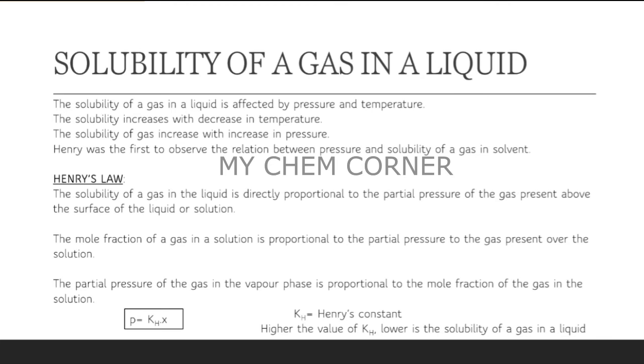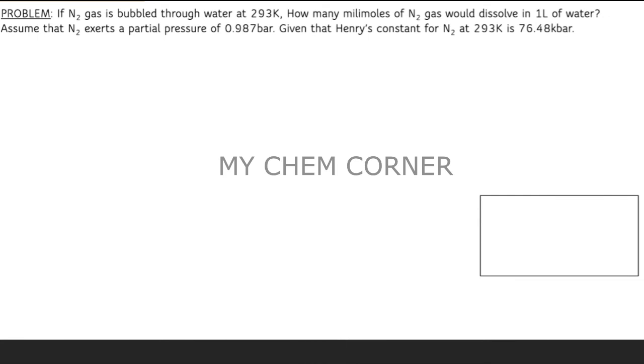So for solubility of a gas in a liquid, the most important law is Henry's law. So here we have a problem based on Henry's law. It says, if nitrogen gas is bubbled through water at 293 Kelvin, how many millimoles of nitrogen gas would be dissolved in 1 liter of water, assuming that nitrogen gas exerts a partial pressure of 0.987 bar, given that Henry's constant for N2 at 293 K is 76.48 kilobar.